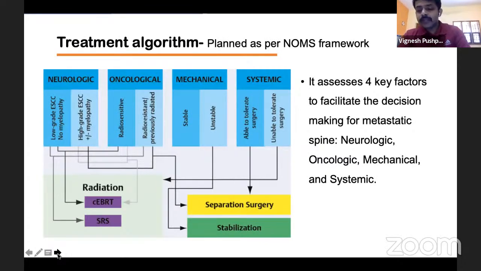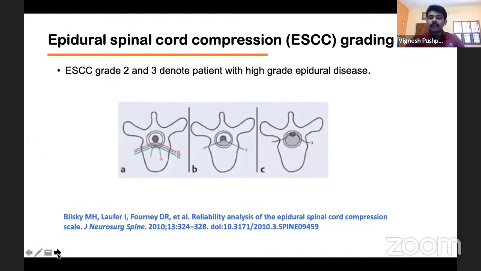The treatment algorithm is mainly based on the NOMS framework. NOMS facilitates decision making by assessing four key factors: the present neurology of the patient, the oncological type of the tumor, the mechanical stability of the spinal column, and the systemic problems. The neurological consideration includes the presence of myelopathy and radiculopathy, and the degree of epidural spinal cord compression, which is measured by the epidural spinal cord compression scale. Patients with an epidural spinal cord compression scale grade of 2 and 3 are high grade, and need surgical management in the form of decompression with or without stabilization.